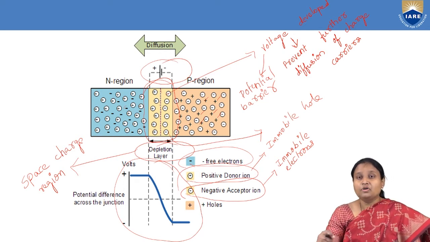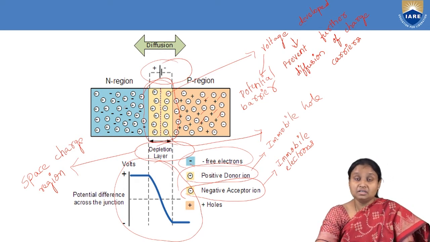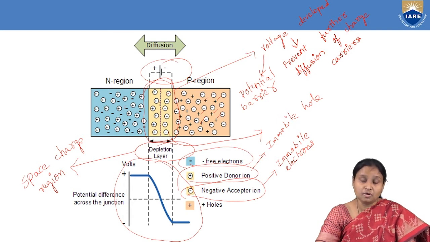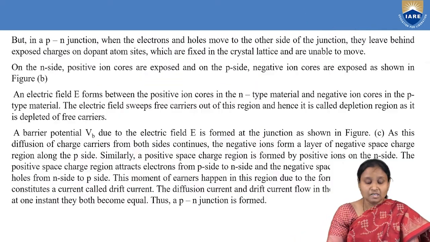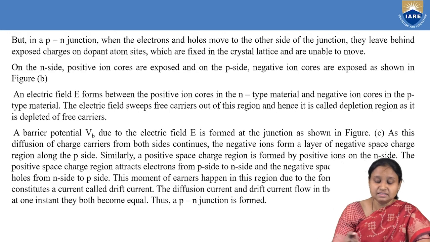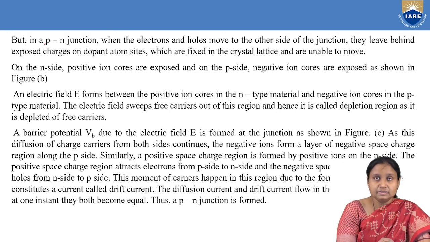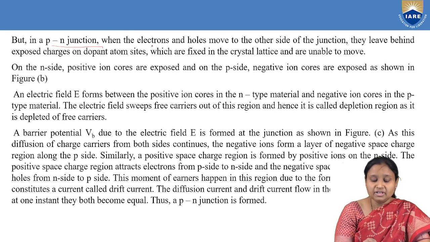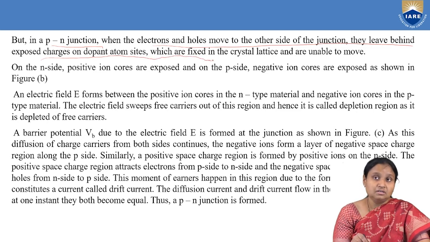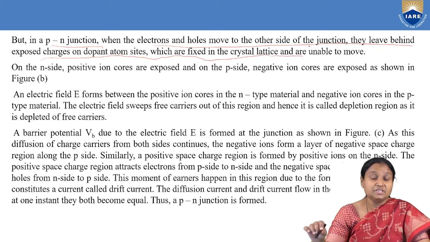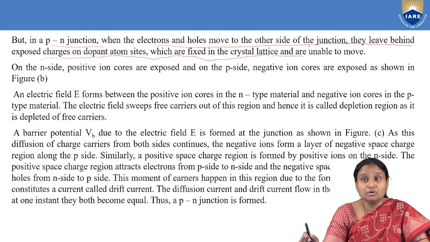So this is about the formation of the depletion layer or barrier voltage once the p-n junction is formed. And we have also discussed in detail the phenomenon of diffusion occurring once there is formation of a p-n junction. We have seen that once a p-n junction is formed, electrons and holes move to the other side of the junction. So they leave exposed charges on dopant atom sites, which are fixed in the crystal lattice. It means that we are talking about charge carriers without energy.